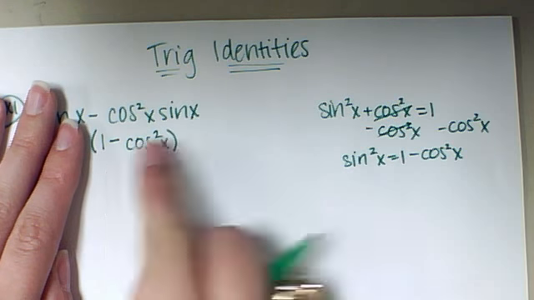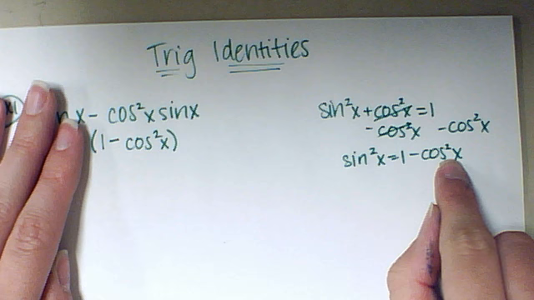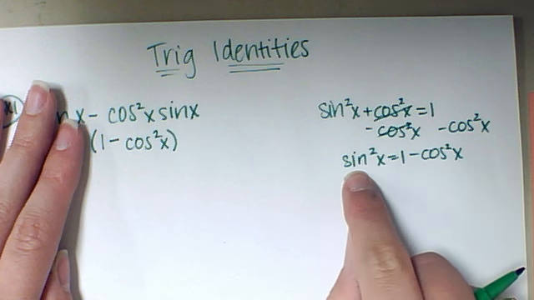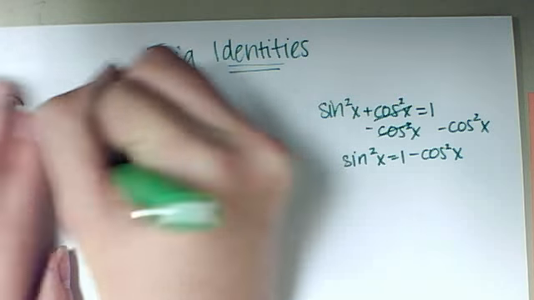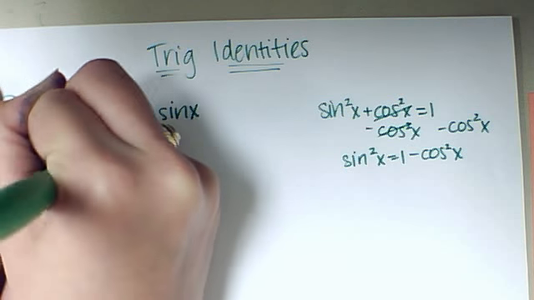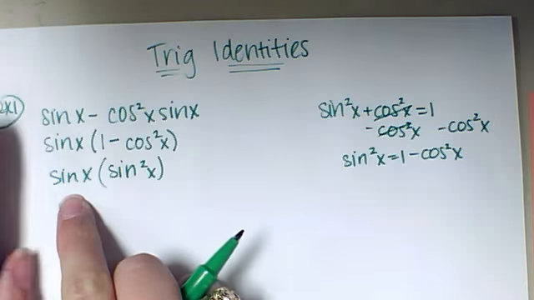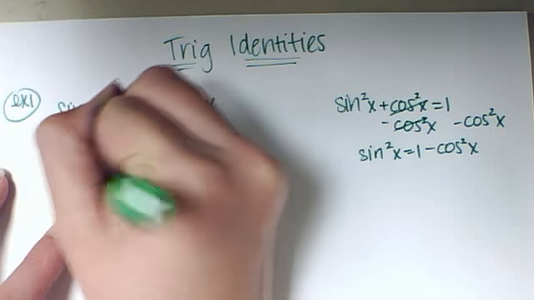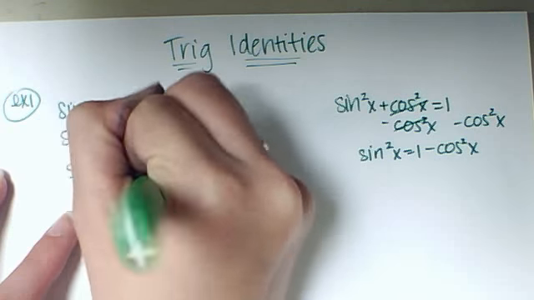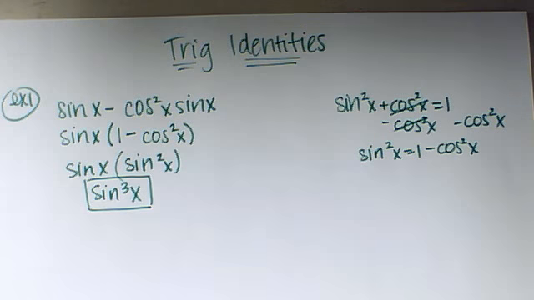In my problem over here, I have 1 minus cosine squared x. Now I can replace that with sine squared x because that is what it equals. I'm also going to recopy down my sine x. And now I have sine x times sine squared x, which is a total of sine cubed x. And I've significantly simplified it there, so that's the end. That's all that I have to do.